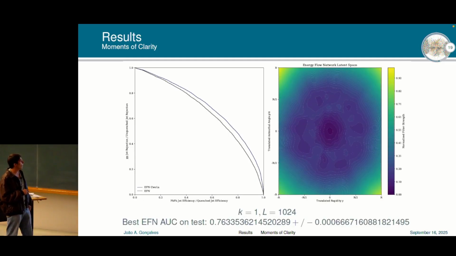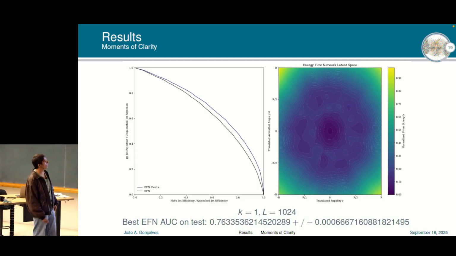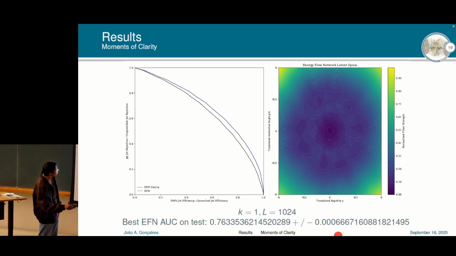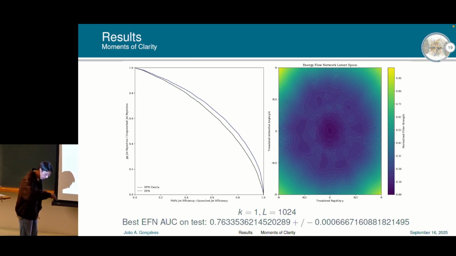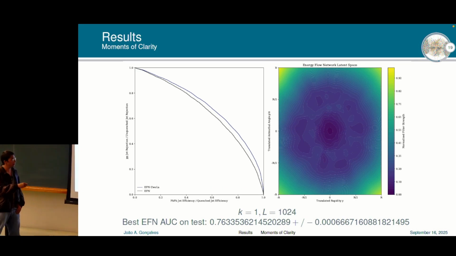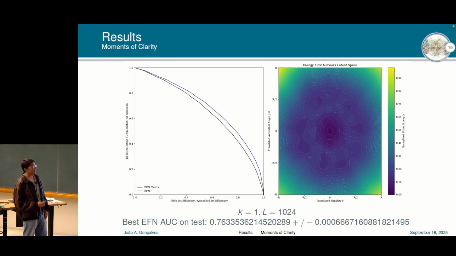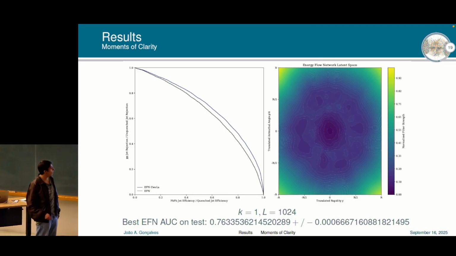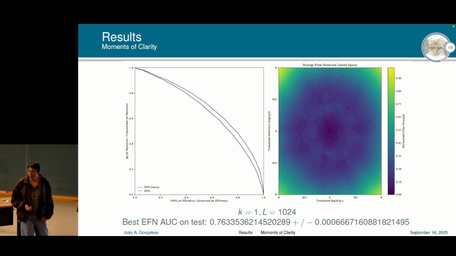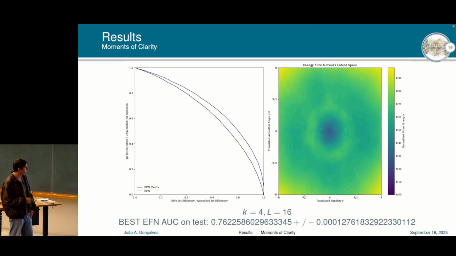You can start looking then at some latent spaces. This is the average over the latent space of the energy flow network for all of these 1024 observables. We get something around 0.76 on the test set. And we can see that, how do I say this, I'm missing a rotation symmetry situation here. Basically the thing is more or less the same all around. There are some fluctuations here in the middle. But it's hard to interpret what's going on, especially because this is 1024 dimensions all jumbled up on top of each other. Let's look at the case where we have fewer dimensions, perhaps 16 dimensions.